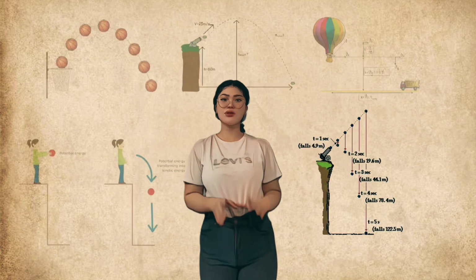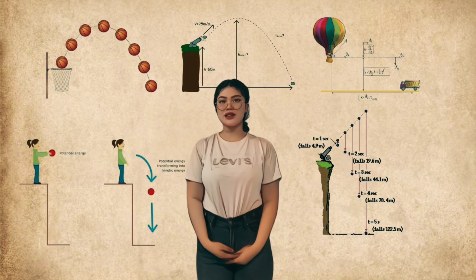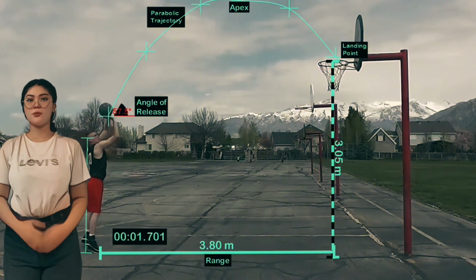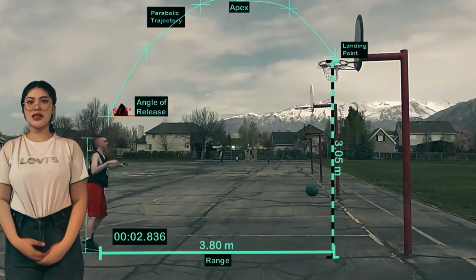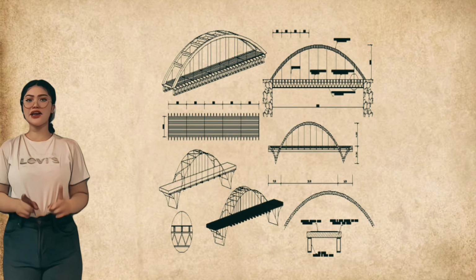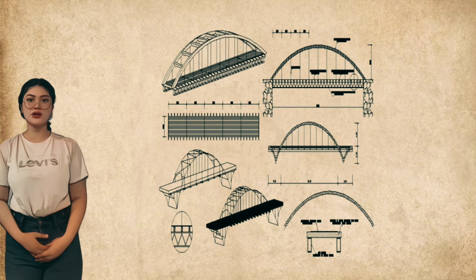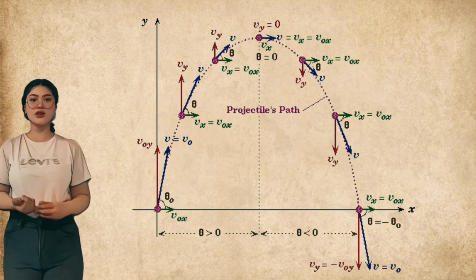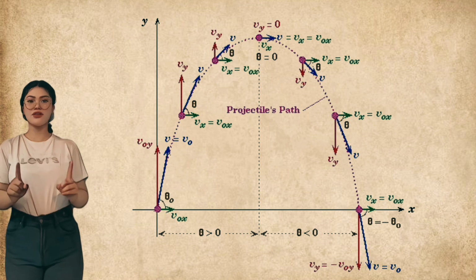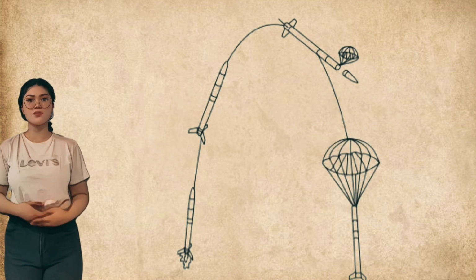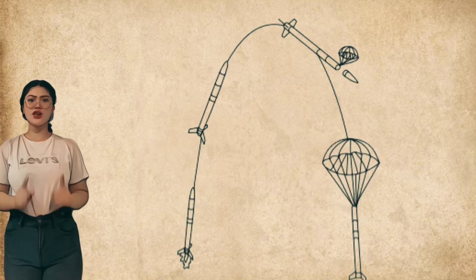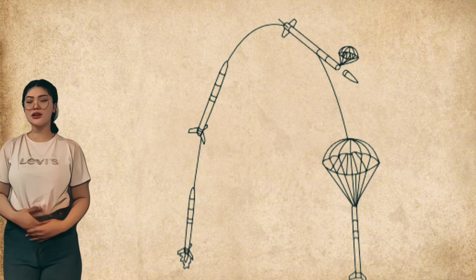Well, it has countless real-world applications. For instance, in sports like soccer and basketball, players use the principles of projectile motion to aim accurately and score goals. Engineers and architects use it when designing structures like bridges or calculating the trajectory of a projectile to ensure safety. Even astronauts launching spacecraft into orbit must consider projectile motion to plot the optimal trajectory.